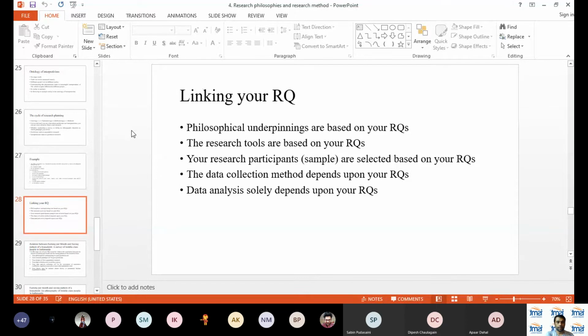And link it to your research question. All this part is related to the research question. Based on the research question that we have written, that will guide you on what kind of research philosophy you need to choose within your research, the tools you are going to use, the data collection method, and the data analysis tool.